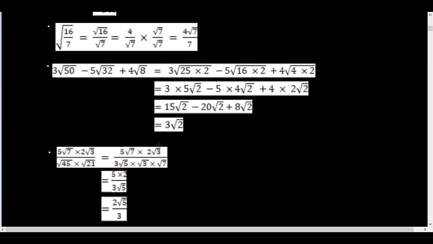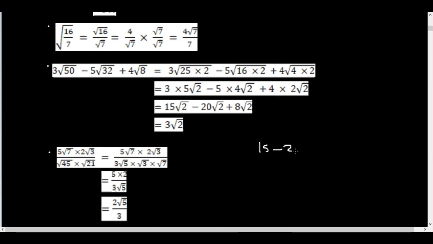In this case of simplification, addition and subtraction are involved. First of all, like we always do, we simplify the surds to their minimum form. Then 3 root 50 becomes 3 root 25 times 2. Then 5 root 32 becomes 5 root 16 times 2. Then 4 root 8 becomes 4 root 4 times 2. After simplifying, we get 3 times 5 root 2 minus 5 times 4 root 2 plus 4 times 2 root 2. Then multiplying with the integers, we get 15 root 2 minus 20 root 2 plus 8 root 2.